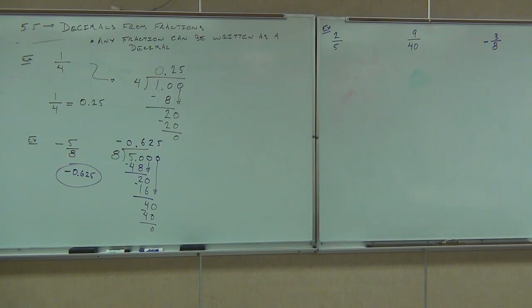So we take our numerator that goes on the inside of our division symbol, we divide by our denominator. Of course, we're going to need a decimal and some zeros on that. And we work it until we get a remainder of 0.